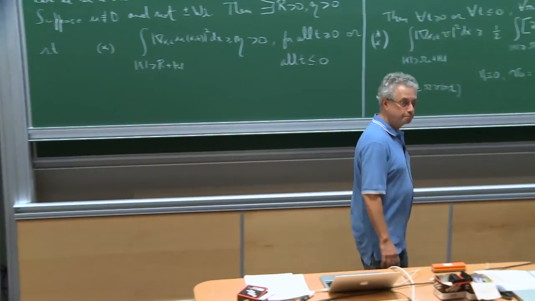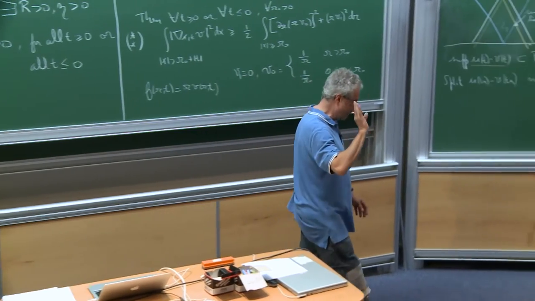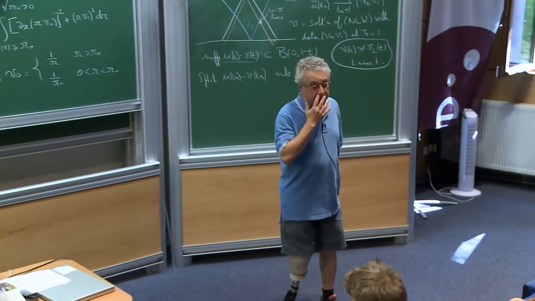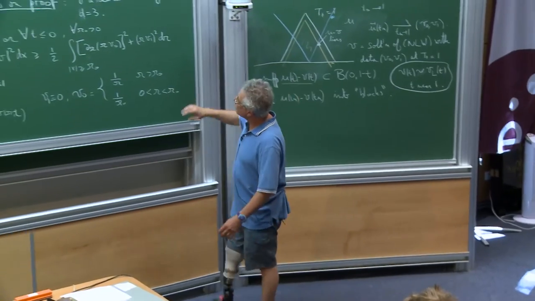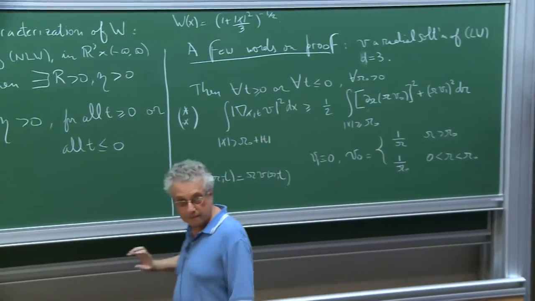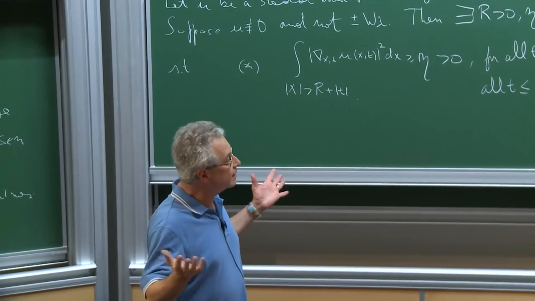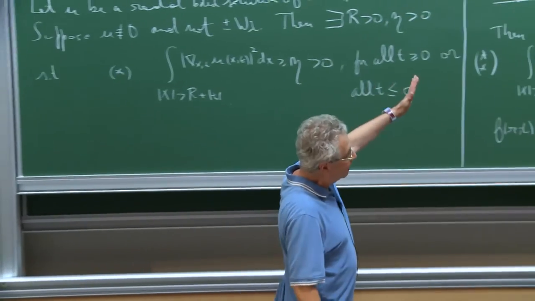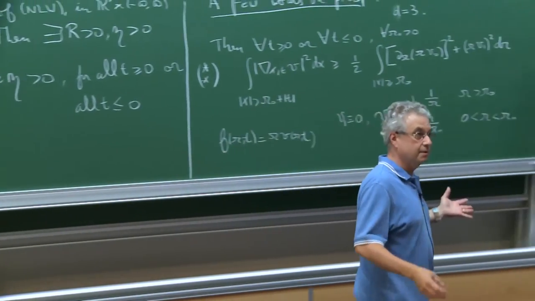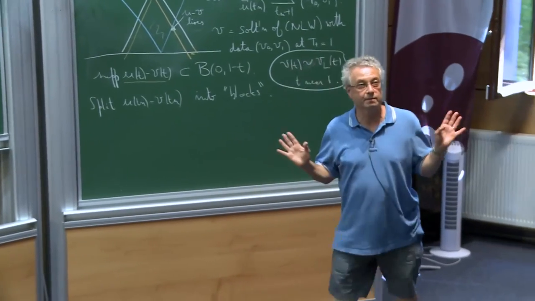Okay. Oh, but before I do that, I have to explain a few other things. First, you saw that I was very careful here to say that this is D equal to 3. So the first thing is that for any even dimension, this fails. This corresponding statement is false.